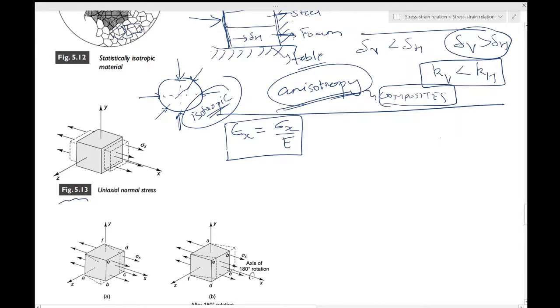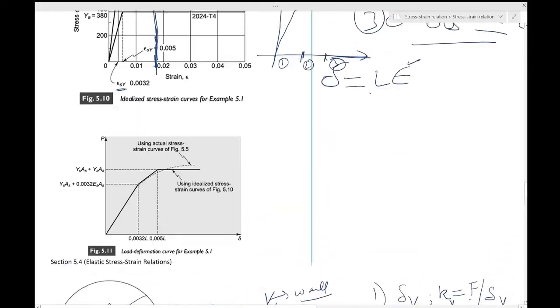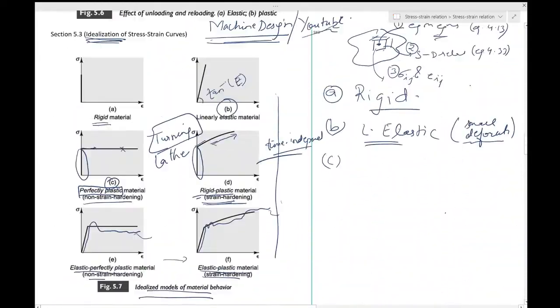Detailed measurements made during the tensile test bear out this supposition, and the lateral compressive strain is found to be a fixed fraction of the longitudinal extensional strain. So when you do this test, let me just come back to this one.